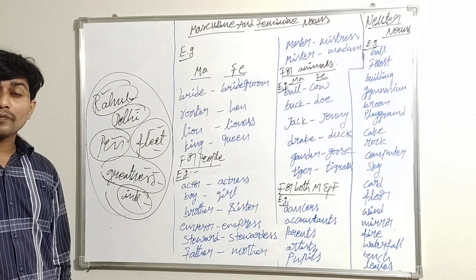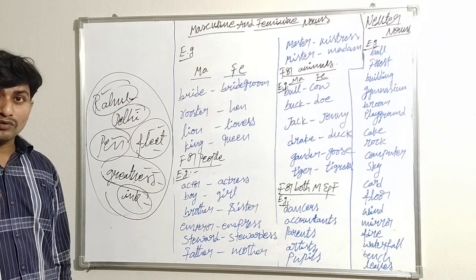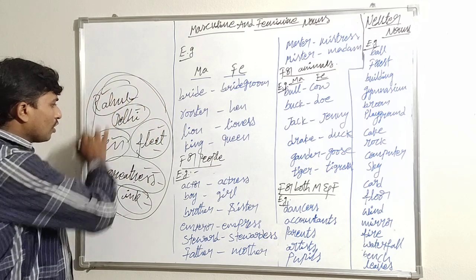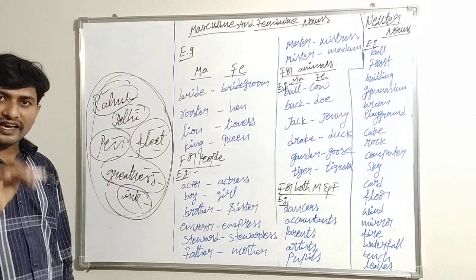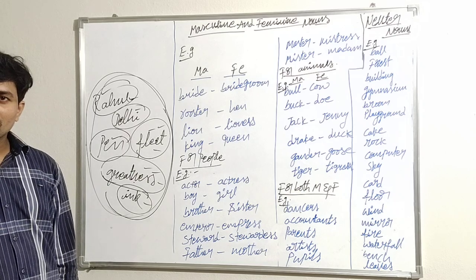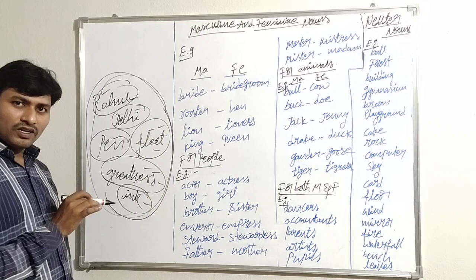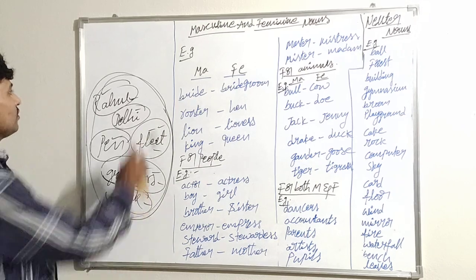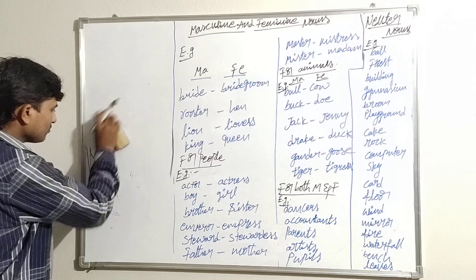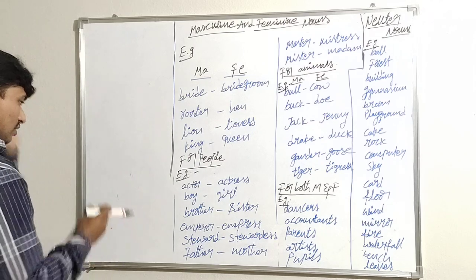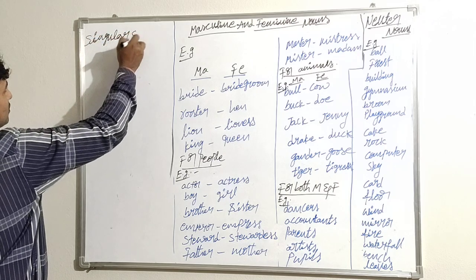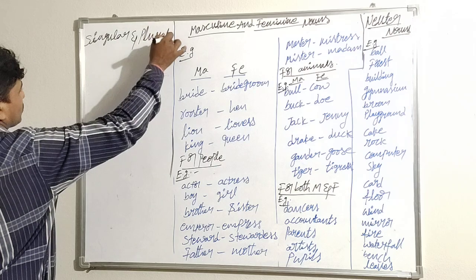Noun is one of the parts of speech, but kinds of nouns are the parts of nouns. These nouns are again divided into singular, plural, masculine, feminine, countable and uncountable. So let's know what the singular nouns and plural nouns are. Come on, see here, very simple: singular nouns, plural nouns.